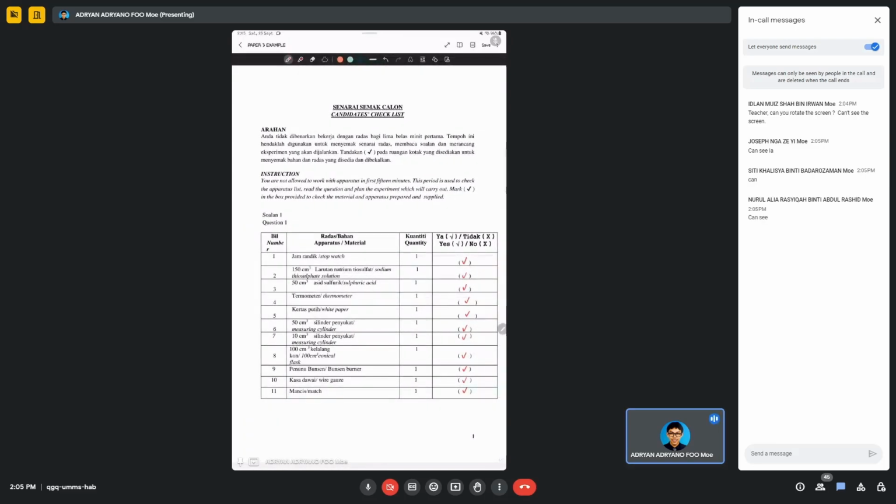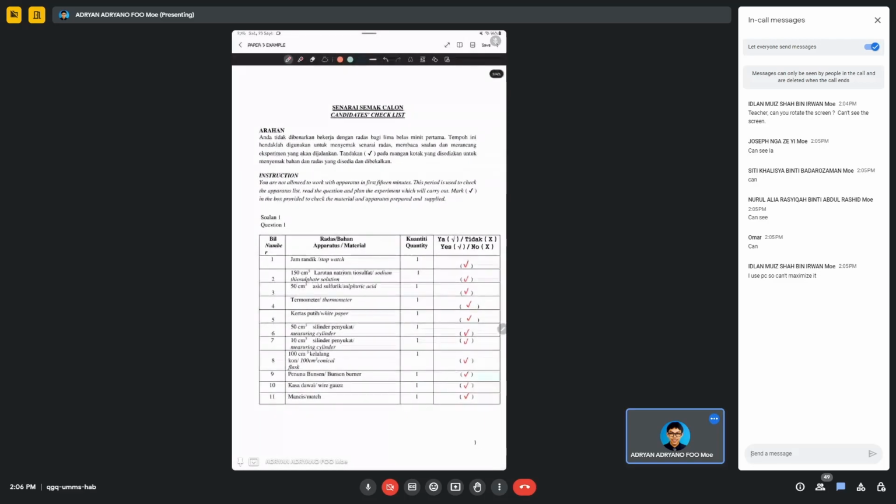Okay, thank you. Alright, so first thing, you check all the apparatus whether you have it or not. What happens if you don't have? You straight away raise your hand and say what you don't have. Or if you think your apparatus or material is damaged, like it is going to break or crack, you also raise your hand. Don't be afraid that they will charge you, because they have already prepared replacements for you.